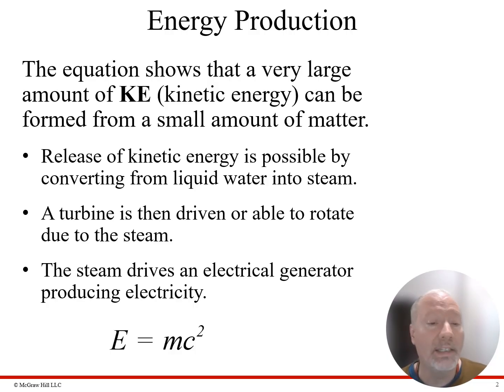So the release of kinetic energy is possible by converting liquid water into steam. The water molecules, of course, are going to move faster and faster as heat is given off from a reaction, and then that steam is going to end up driving a turbine, and the turbine is going to rotate due to the steam and produce electricity. And we'll see that here in a second. The steam drives an electrical generator producing electricity. And the equation is E equals mc squared.